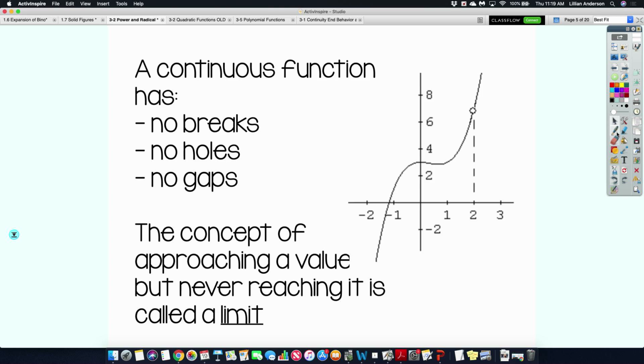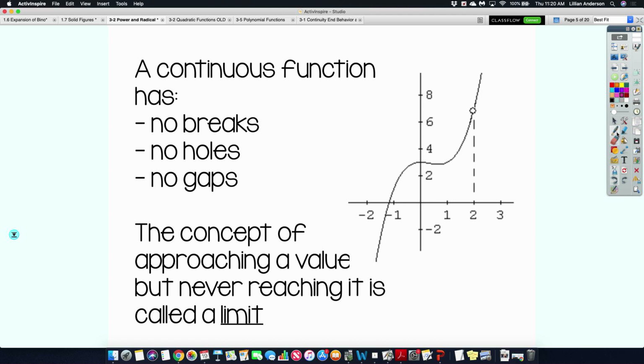So a continuous function is one that has no breaks, it has no holes, and it has no gaps in it. Okay? A continuous function is when you look at a graph and it has no breaks in the graph, it has no holes, it has no gaps. Okay? So if you look at this picture that you see up here on the screen, is this a continuous function? No, it is not. It has a what in it? It has a hole. That open space that's on the graph, that is a hole. So that function is not continuous.